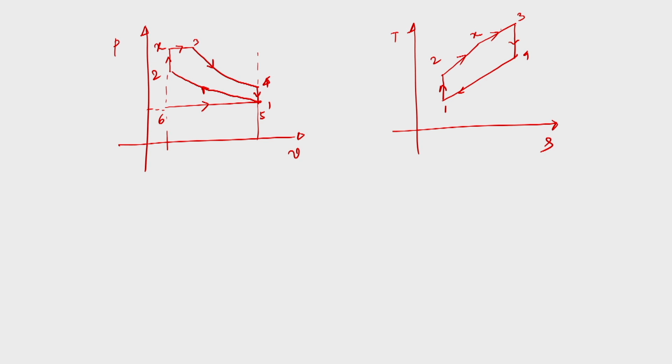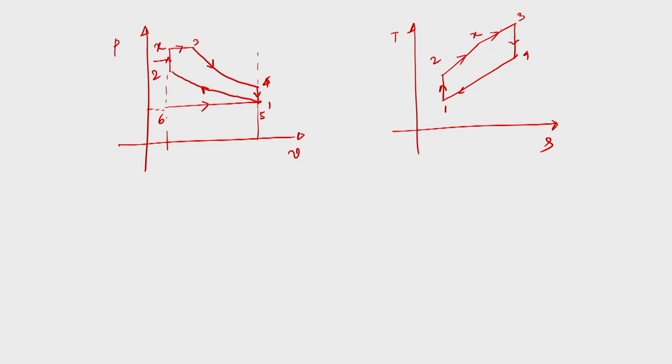Why is it a dual cycle? Because the combustion is split into two parts. The first part is 2 to X, which is constant volume heat addition. The combustion is represented by constant volume heat addition, which represents the Otto cycle, while X to 3 is constant pressure heat addition.